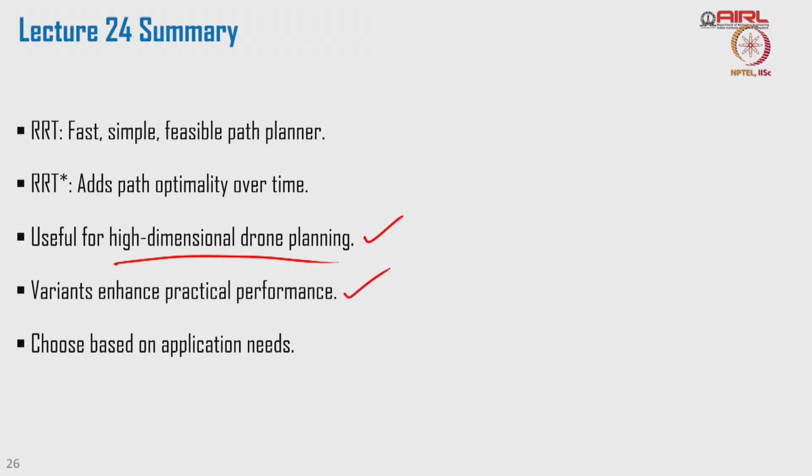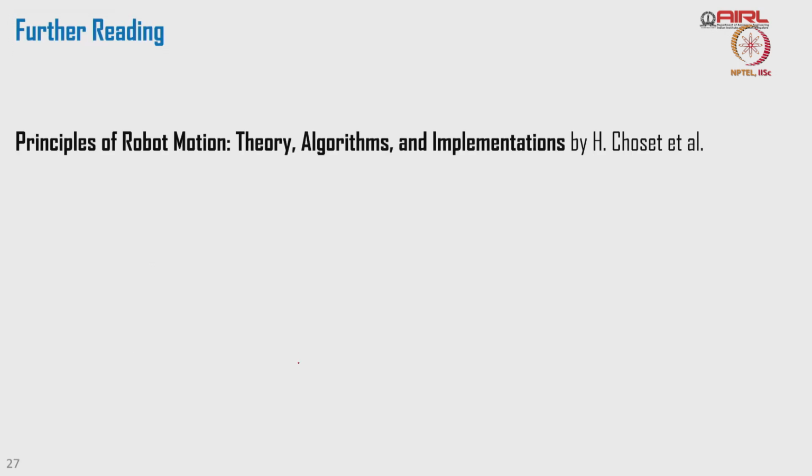So, we have to choose which one we are going to use based on the application which we are looking for. Okay. For further reading, we would suggest this particular book by H. Joseph and some other authors, The Principles of Robot Motion: Theory, Algorithms and Implementations. It has a very nice explanation of the RRT and RRT star algorithms. As additional reading material, the students should look into this.